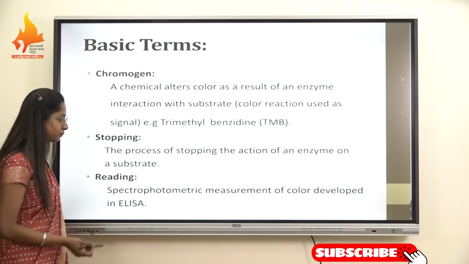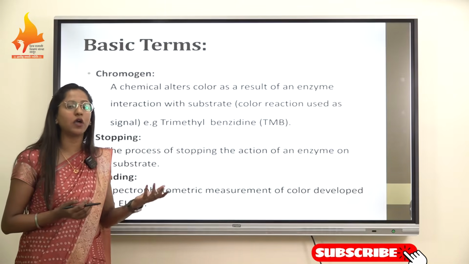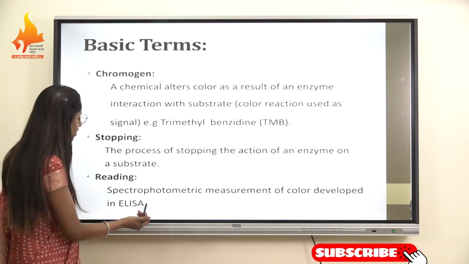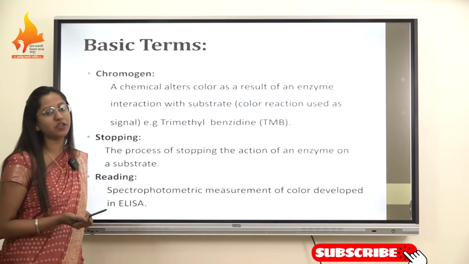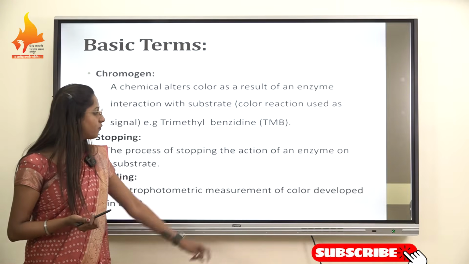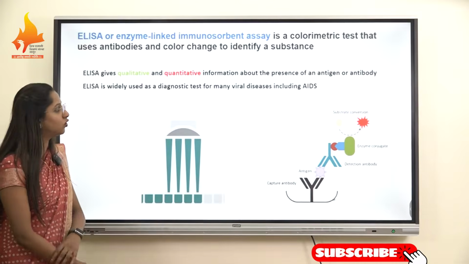Next, reading. After the display of color, you have to observe and take the readings, and with the help of which equipment? Spectrophotometer. With the help of this you will observe the readings. Spectrophotometric measurement of the color developed in ELISA. With the help of this you will be able to note down the readings.